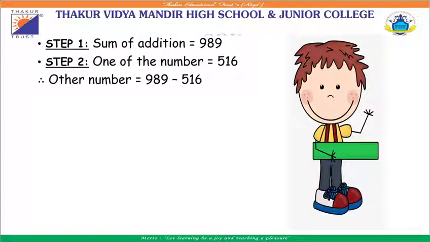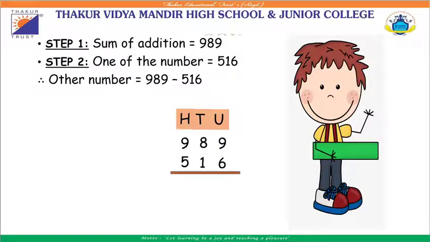Now for doing the subtraction, we will arrange them in the vertical position, that is hundreds, tens and units. Starting from the units place, 9 minus 6, what will remain? 3. 8 minus 1. If I subtract 1 from 8, what will be remaining? 7. 9 minus 5. How much is the difference? 4. So the answer is 473.